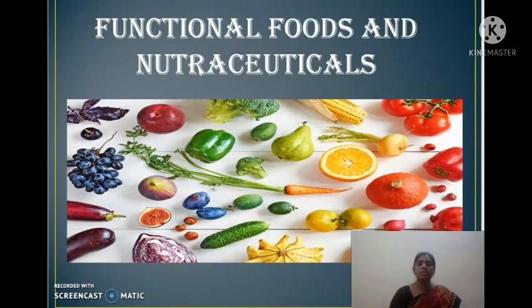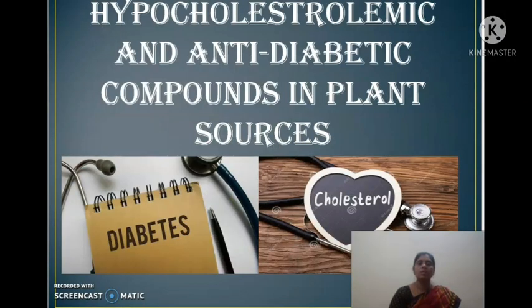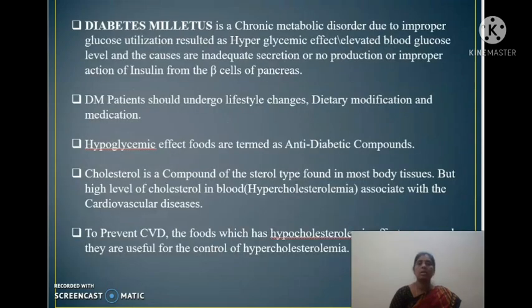Hi everyone, let's see about hypocholesterolemic and anti-diabetic compounds in plant sources. First, diabetes mellitus. It is a chronic metabolic disorder. This is because of improper glucose utilization. Because of the improper glucose utilization, there will be an elevated blood glucose level. That condition is called hyperglycemic effect.